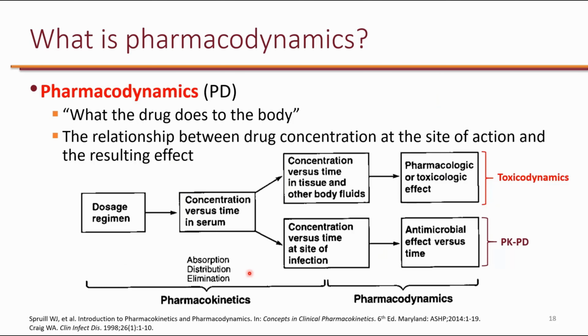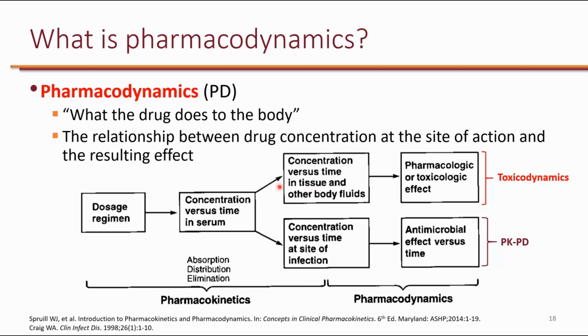What about pharmacodynamics? Pharmacodynamics is actually what the drug does to the body. In the case of antimicrobials, the body refers to the pathogen. So we don't really want the drug to do anything to the human body. Once a drug is given to a patient, the body will handle the drug. So there will be absorption, distribution, and elimination. So these are the pharmacokinetic properties.